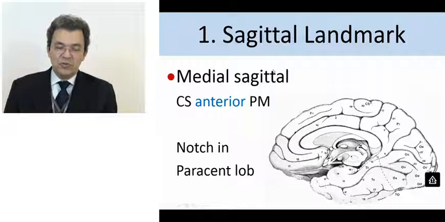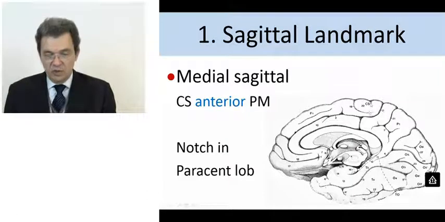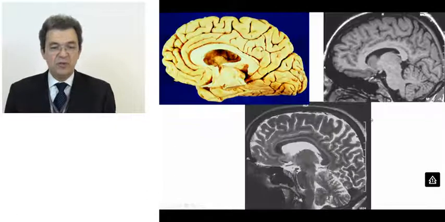Let's go now to the sagittal landmarks. We have three, one on the medial surface. Here you have the corpus callosum, the sulcus of the corpus callosum, the cingulate gyrus, and the cingulate sulcus. Now the cingulate sulcus goes backwards, upwards at the ramus marginalis. Anterior to the ramus marginalis is the central sulcus. So this small notch is the central sulcus. This is what we have to identify.